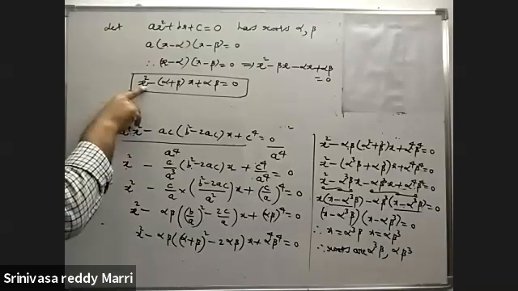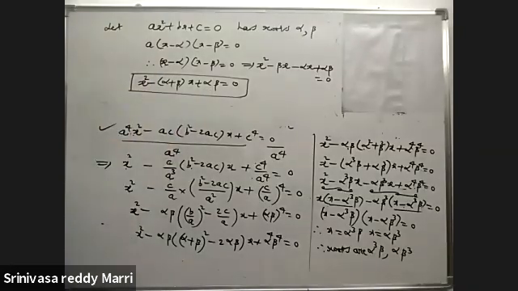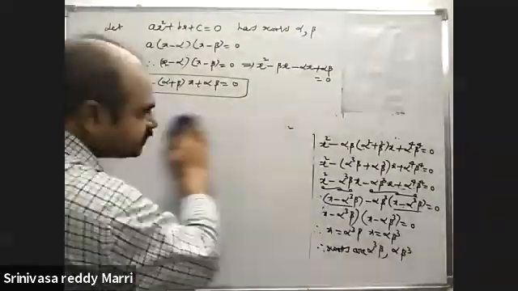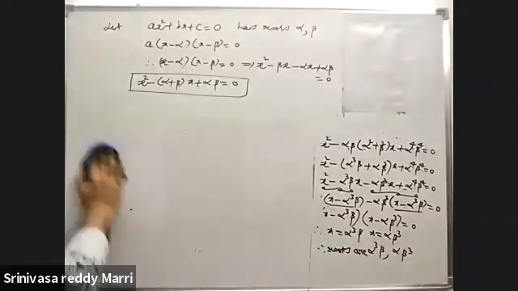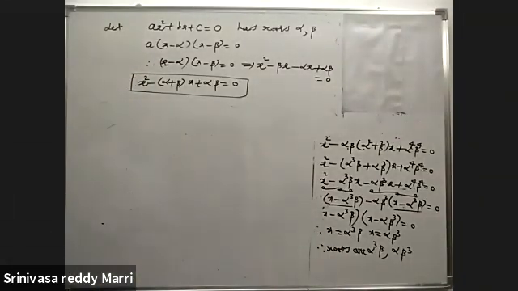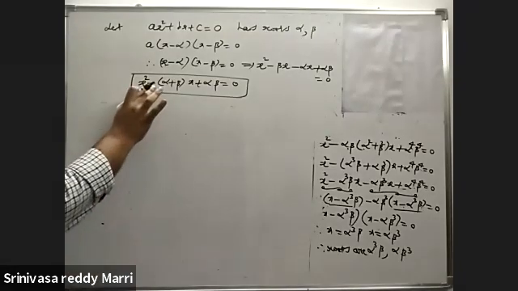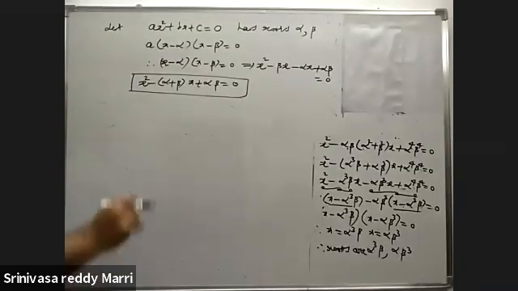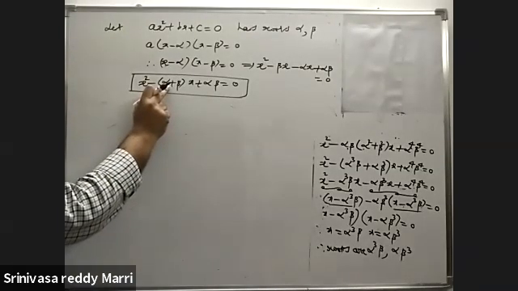This is the equation whose roots are alpha and beta. That means till now, if the equation is known, you are finding the roots. If alpha beta are known, if the roots are known, then the equation is this one.